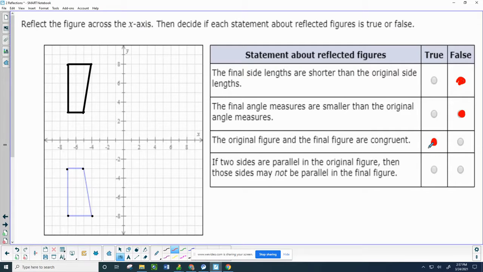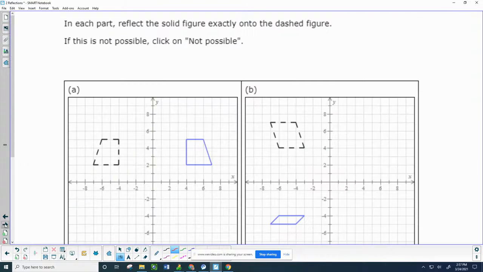If two sides are parallel in the original figure, then those sides may not be parallel in the final figure. So if you look, you got the top and the bottom that are parallel. When they reflect it, they're still parallel. So that's false. They must be parallel in the final figure.